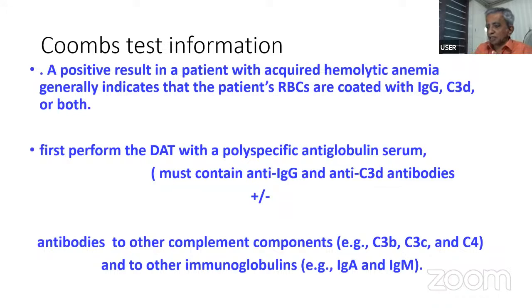So it will usually contain anti-IgG and anti-C3d. But there are special antiglobulins available, which will include C3b, C3c, C4, depending upon the clinical situation, but they are available only in the hematology lab, a specialized laboratory. IgA and IgM can be incorporated in the polyspecific antiglobulin serum. What is the common polyspecific antiserum used? It contains only anti-IgG and anti-C3d antibody.